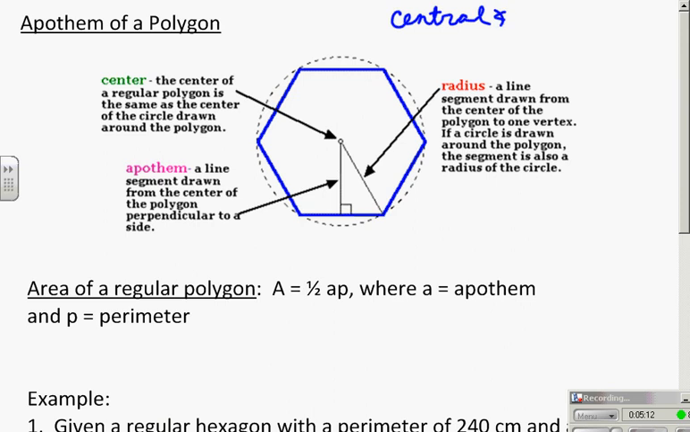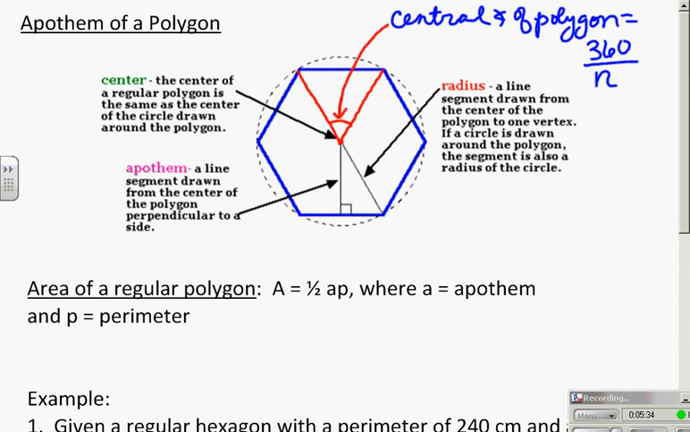Now, if you remember, the central angle of a polygon is equal to 360 divided by the number of sides. Remember that the central angle is going to be a radius to a vertex, radius to a vertex. That is a central angle.